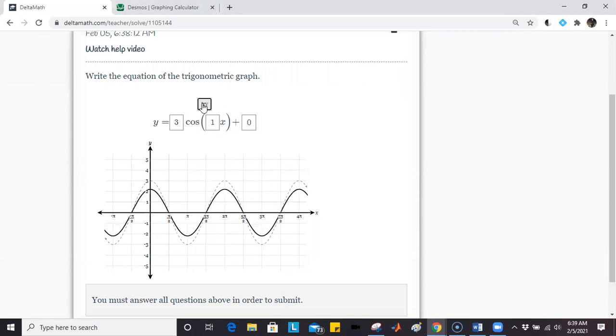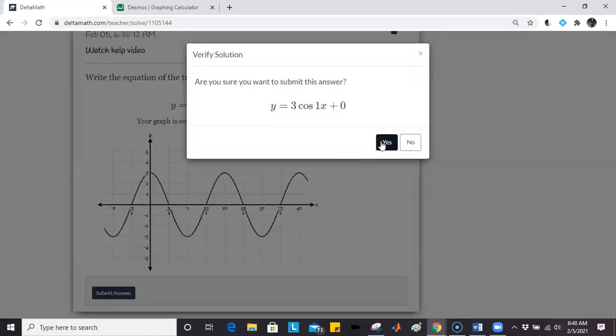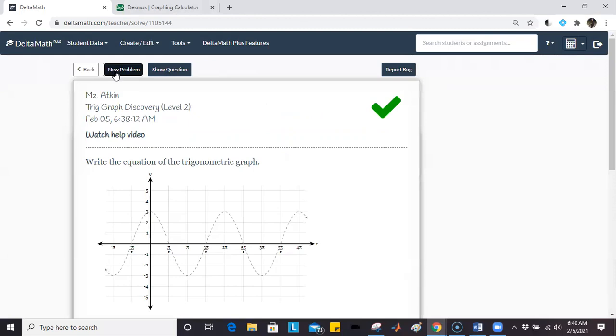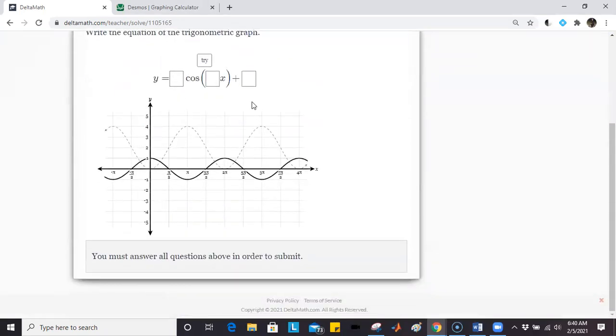Let's give it a try. Oh, love it. That's so satisfying. I think let's do one more. I'm just having a good time. Okay, another cosine graph. Here we go.